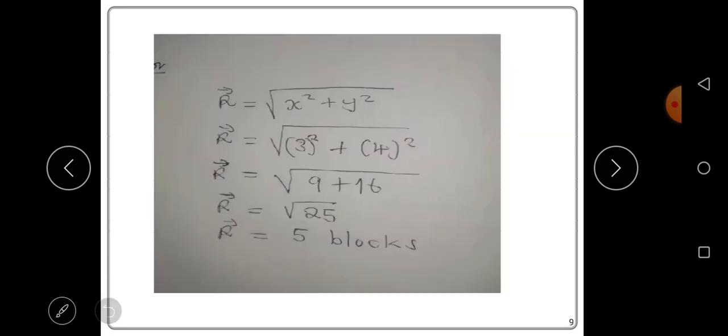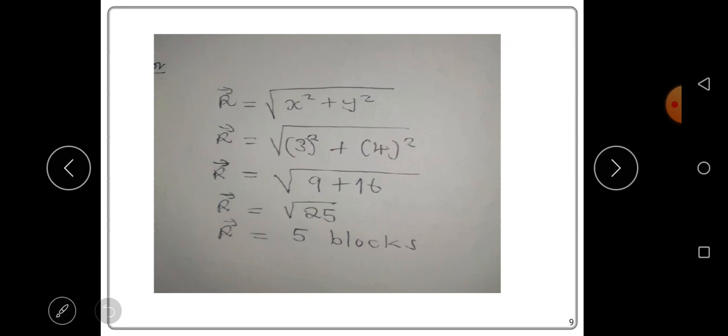Then let's now find the magnitude. The magnitude is given by the square root of x squared plus y squared. The resultant x component, we found that it was 3, so you square the 3. The resultant y component, we found that it was 4, so you square the 4. When you square the 3, you get 9. When you square the 4, you get 16. When you add this, you get 25. Then when you find the square root of 25, the resultant magnitude of the vector becomes 5 blocks.